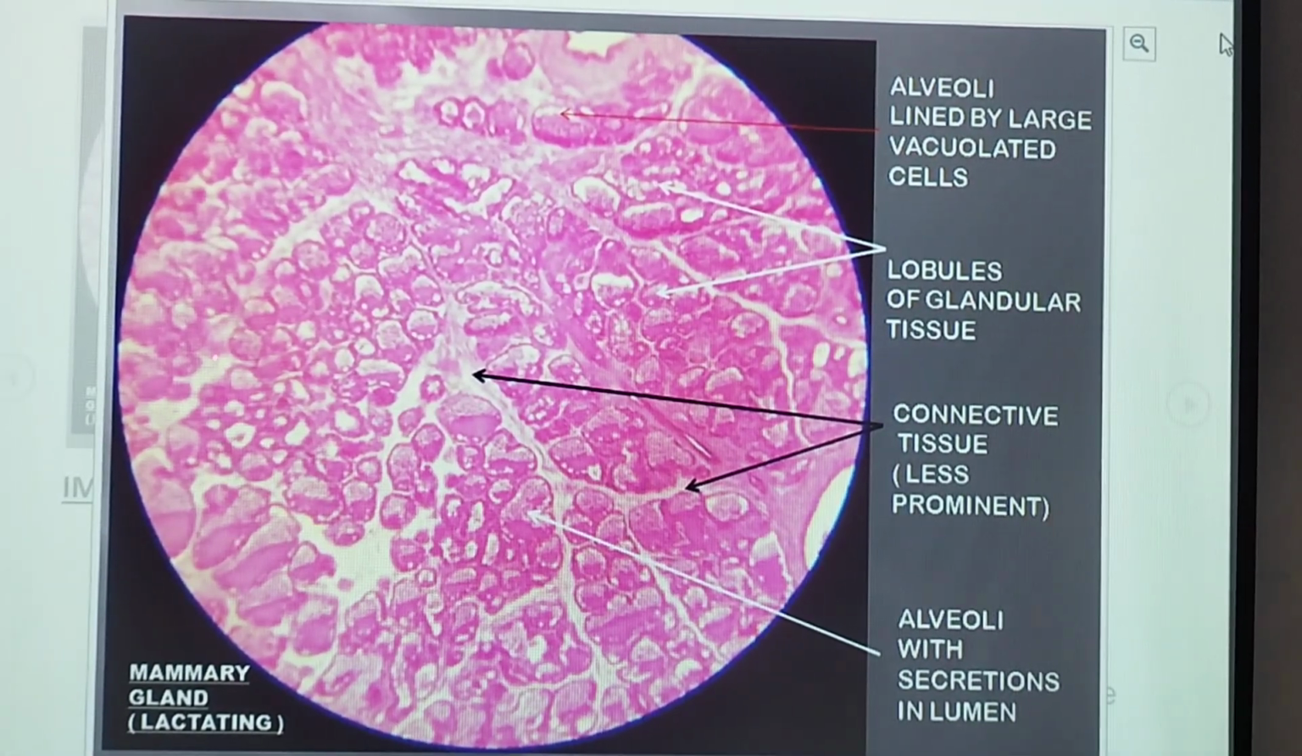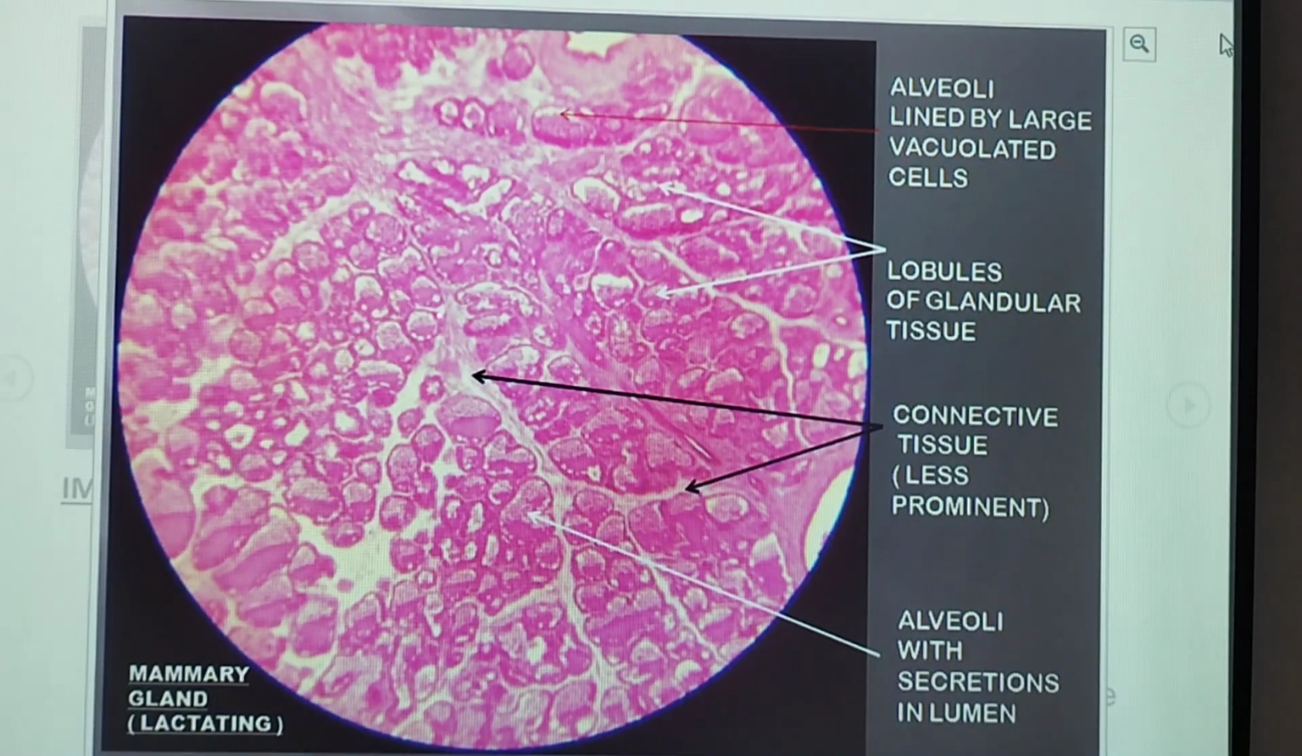Okay, plenty of glandular tissue and very less connective tissue, and these glandular lobules have plenty of alveoli. All the alveoli are showing secretions, and the lining epithelium of these alveoli is large vacuolated cells. So this is how you identify the slide of the mammary gland.